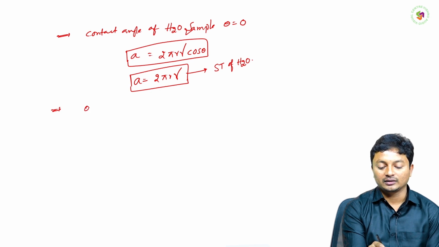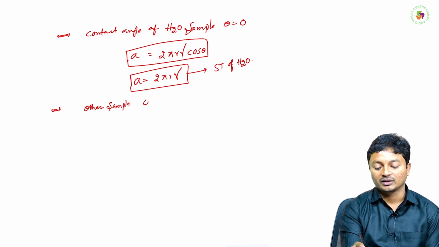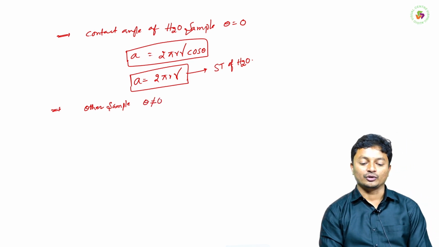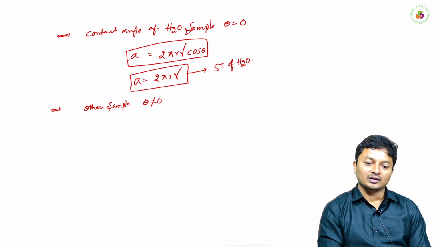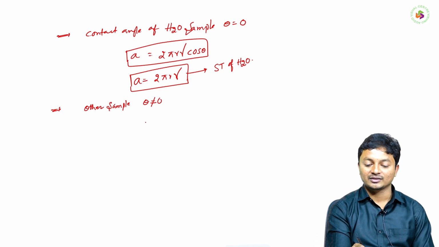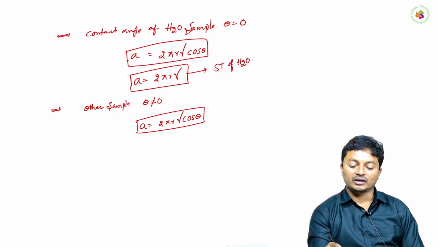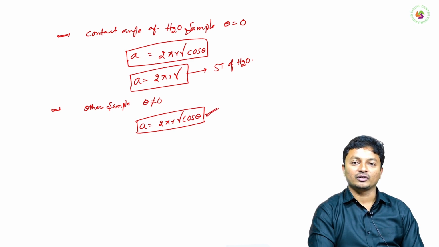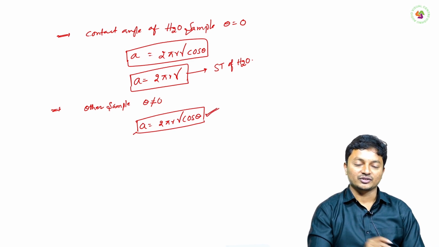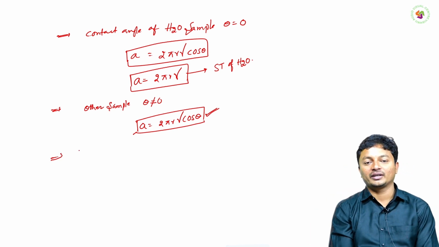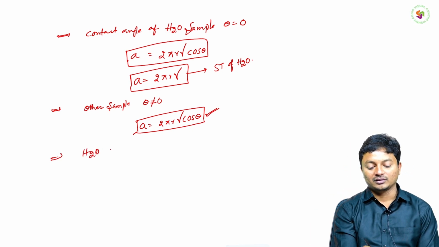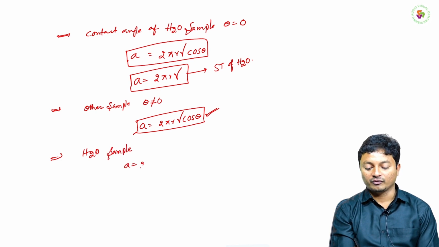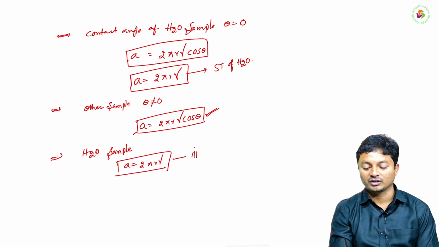In the case of other liquid samples, the contact angle will not be 0. So let us consider this equation for other samples; the surface tension will be measured by this equation. Anyhow, we are considering water as the sample, so the equation will be 2 pi r gamma. This will be equation number 3.